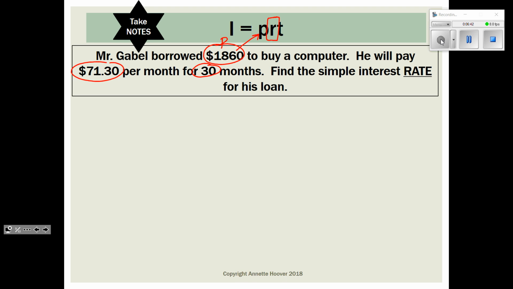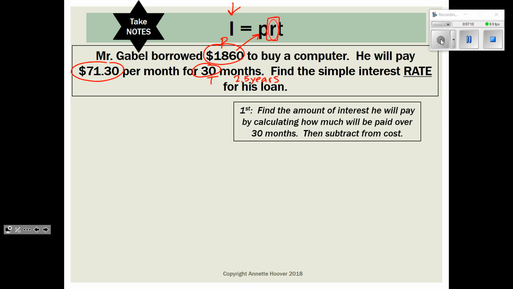And the time was 30 months. But we need to know those months in the amount of years. And if you convert 30 months to years, that would be 2.5 years. So we know the principal, we know the time, we're looking for the rate, but we don't have the amount of interest yet. So we're going to have to think, now how can I figure out how much interest he paid? It told us how much he paid the bank. He paid them $71.30 each month for 30 months.